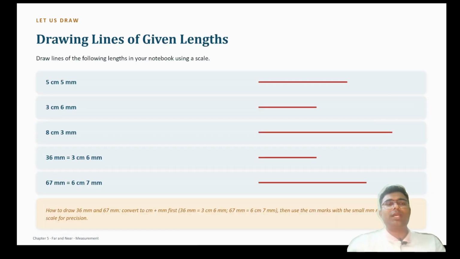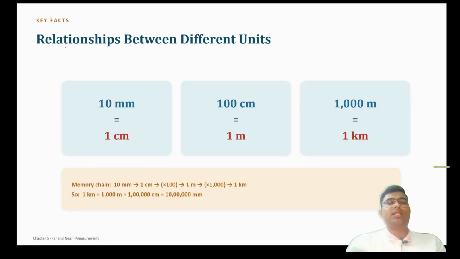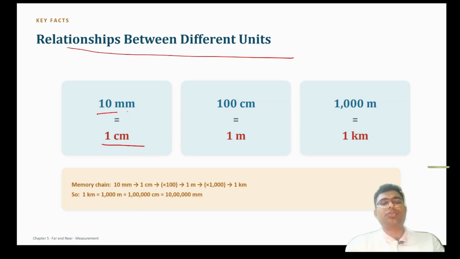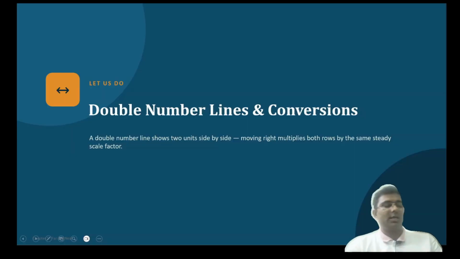So what we have to do here, we have to draw the lines given the length. So we will use our scale and we will draw the length like this. So you can do it easily. Relationship between different units. So this is what we have learned till now. 1 centimeter is equal to 10 millimeter, 1 meter is equal to 100 centimeter, 1 kilometer is equal to 1000 meter. By using this relationship, we can convert one unit to other.